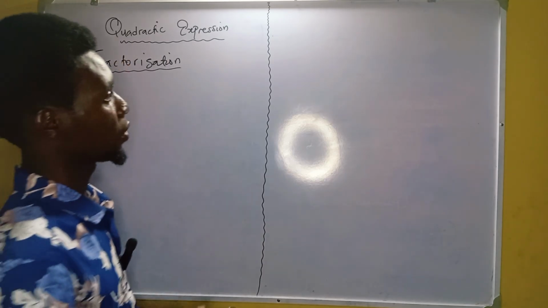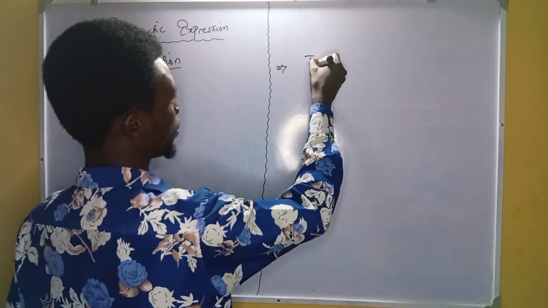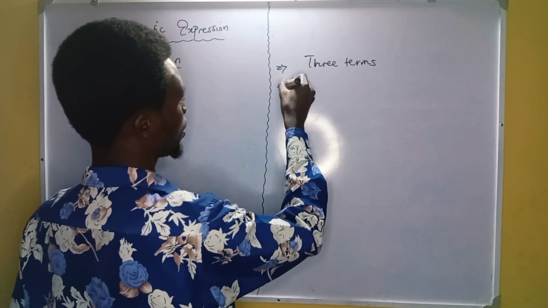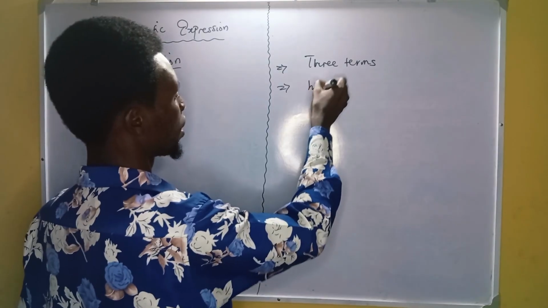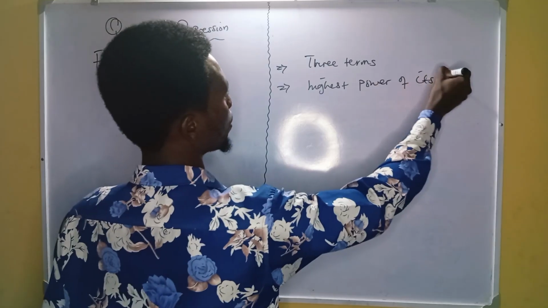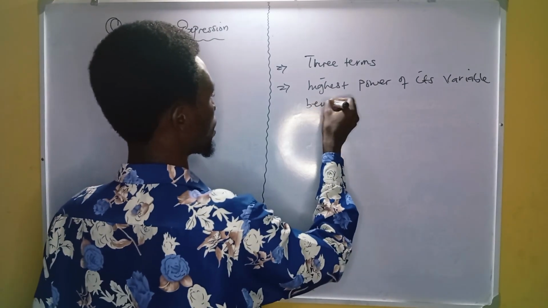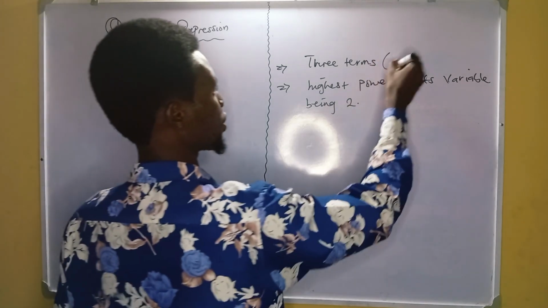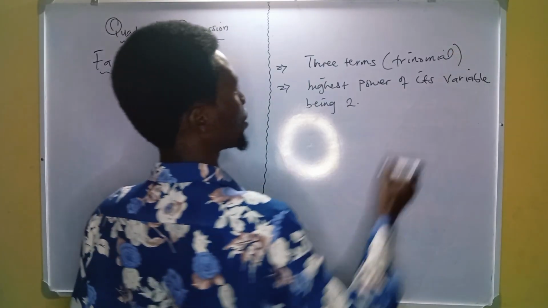An expression is said to be a quadratic expression if it is, number one, a 3-term expression. It is always a 3-term expression, and then with the highest power of its variable being 2. All right. The 3-term expression is called a trinomial. Right.